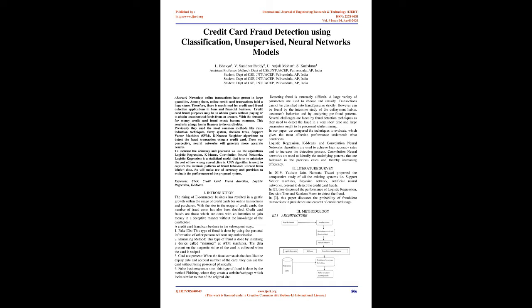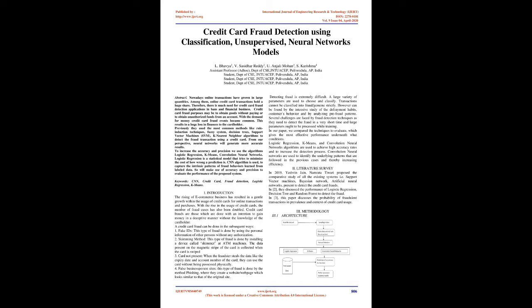1. Fake IDs. This type of fraud is done by using the personal information of other persons without any authorization. 2. Skimming method. This type of fraud is done by installing a device called a skimmer at ATM machines. The data present on the magnetic stripe of the card is collected when the card is swiped. 3. Card not present. When the fraudster steals the data like the expiry date and account number of the card, they can use the card without being possessed physically.